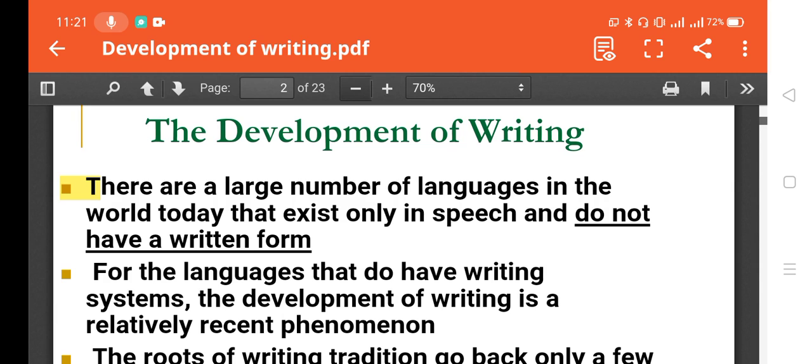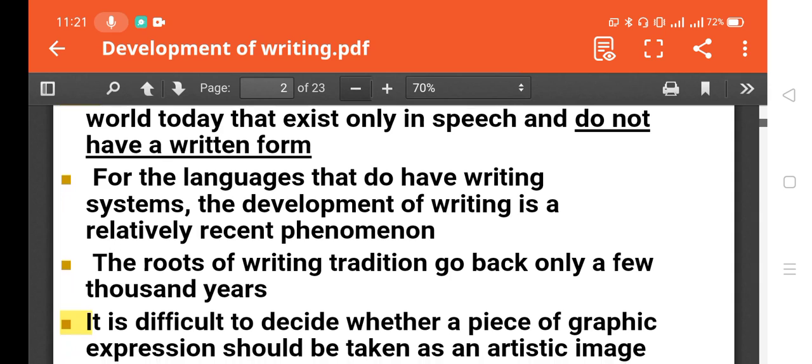There are a large number of languages that only exist in spoken form, not in written form. As you see in daily life, there are many local languages that we speak, but they don't have any written form, do not have any alphabetical system. We just practice them in spoken form.